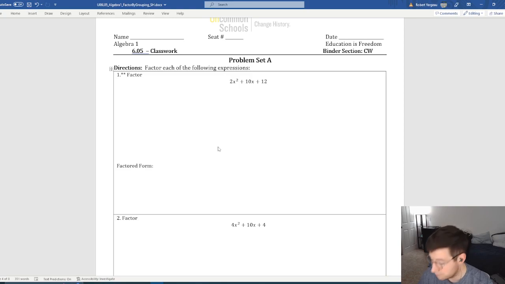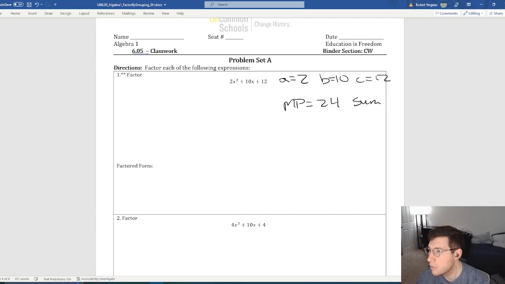All right. So you've had some time to work on these. We are going to just go on right through these. And so our A value is 2, our B value is 10, and our C value is 12. That means our master product is 24, and our sum is 10. Remember, master product, A times C, 2 times 12, 24.